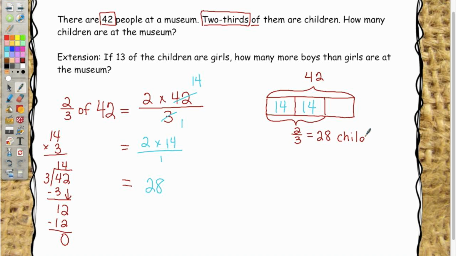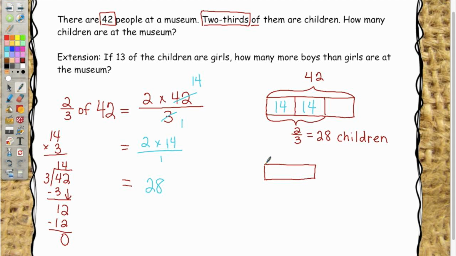Now here's the rest of the question. I would go ahead and write that down so you know. If 1/3 of the children are girls, how many more boys than girls are at the museum? 28 minus 13. Okay, so Channing, I want to show you on tape diagram, okay? And then we'll do your problem.